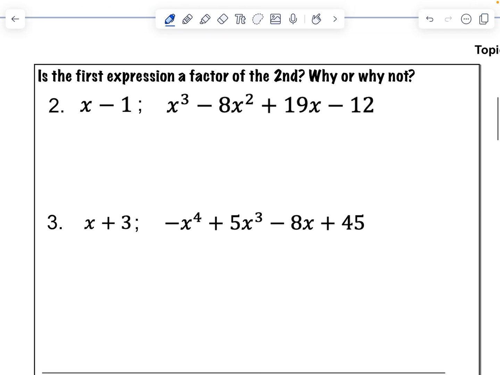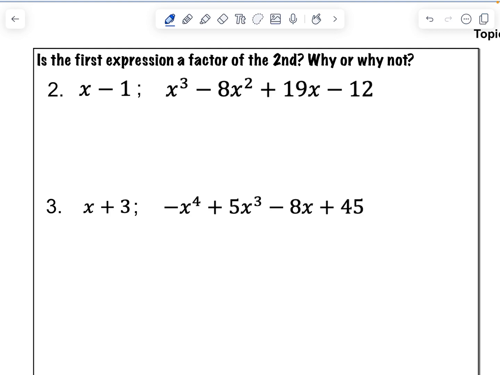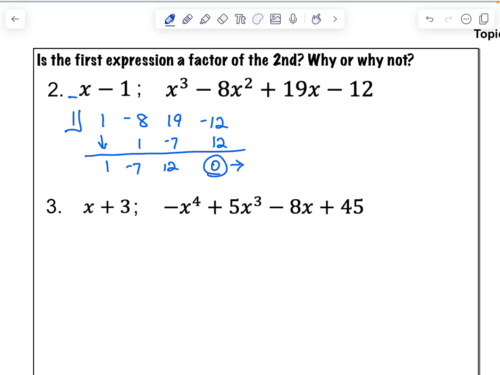So for problem 2, is the first expression a factor of the second? Why or why not? In other words, how do you know if it is or isn't? So again, I can use synthetic division because I don't have a coefficient in front of my x. All my exponents are represented, so I just write those out. And then I'm going to go through the synthetic division process. And I get another remainder of 0. So yes, it is, because the remainder is 0.